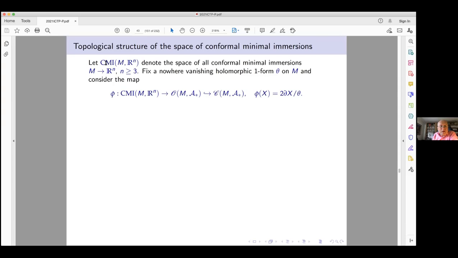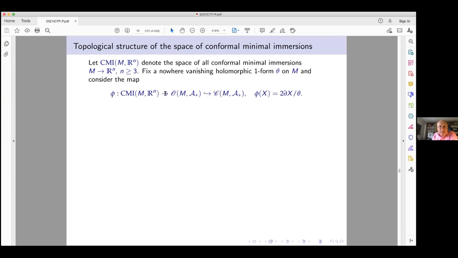So let me denote by CMI, an abbreviation for conformal minimal immersion, from M to R^n, the space of all such immersions. Okay, so it's a huge space. We want to know something about it. I'm going to fix a holomorphic 1-form theta on M, and then I can consider the following two maps.